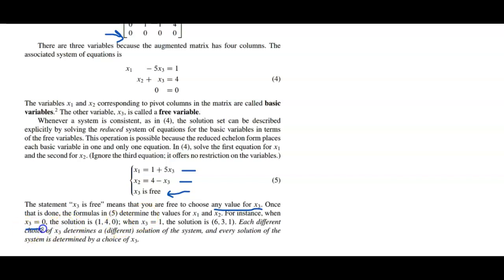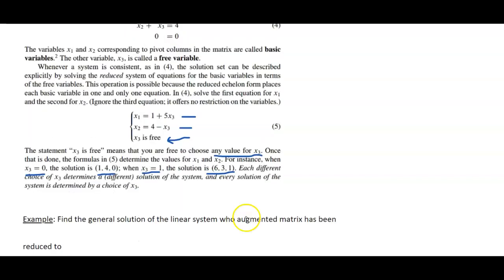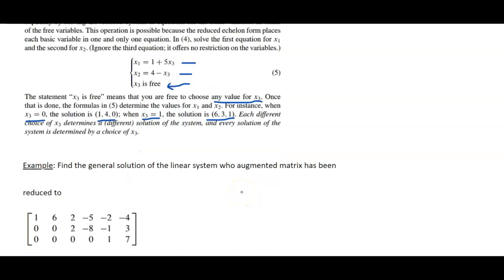So if we let x3 be 0, then we would have a solution when x3 is 0, but that's not all the solutions, okay? We also might have a solution when x3 is 1. So you have this here. Each different choice of x3 is a different set of solutions. And so those solutions are determined by x3.